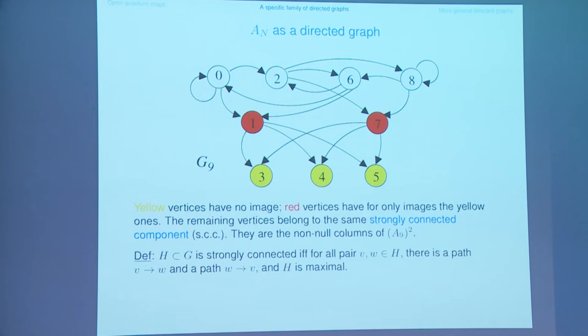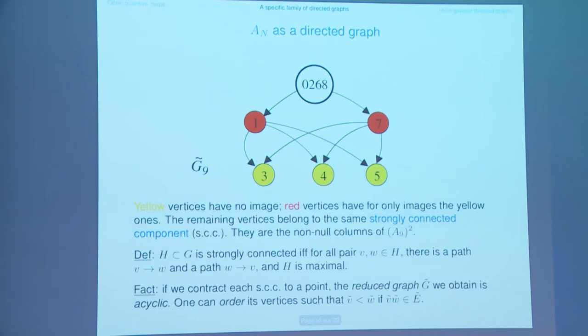And this corresponds to the non-null columns of A9 to the square. When I take A9 to the square, there are columns which remain, which are these columns here. So there's a connection, of course, between what happens for the adjacency matrix and the topology of this directed graph. I think most of you already know this definition of strongly connected component. And now what we can do is look at the reduced graph.